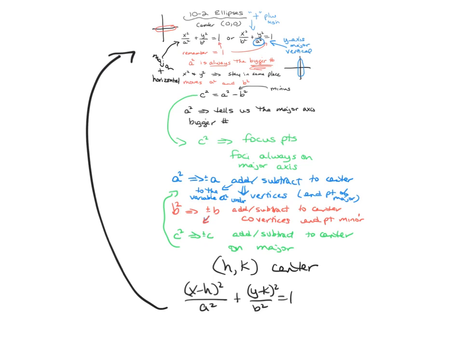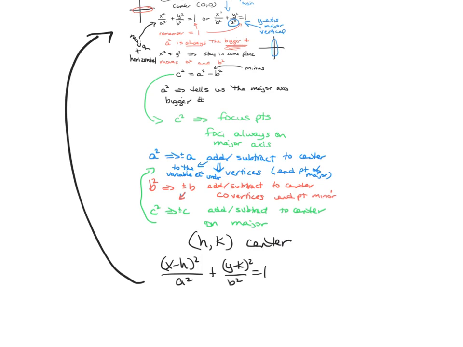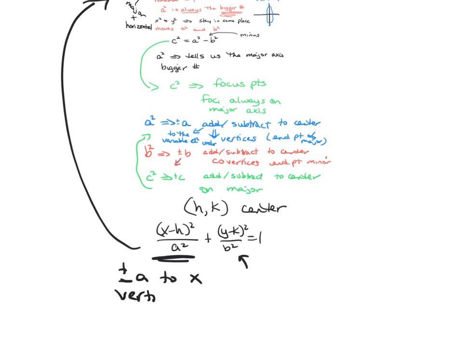It's this scenario, so the major axis is x, because that's where the a squared is under. In this case, to find my vertices, I would be adding and subtracting a to the x, and that would give you your vertices. To get your co-vertices, you would add and subtract b to the y. And then for your foci, or focus points, you're going to add and subtract c to the same that you did for the x, for the vertices, which would be x.